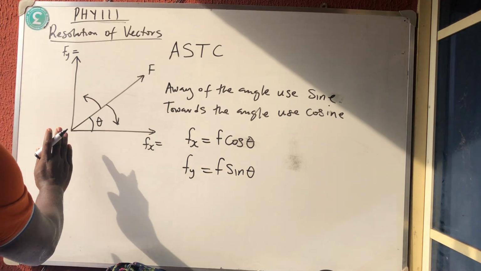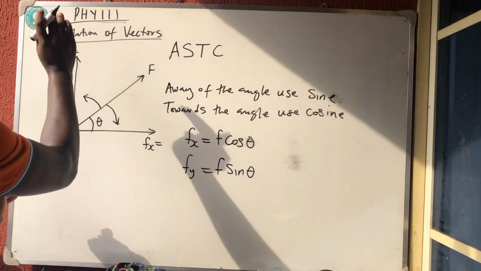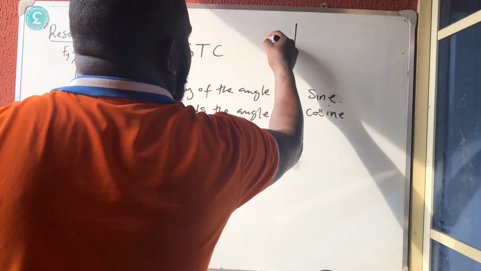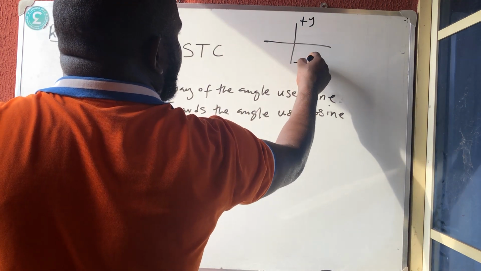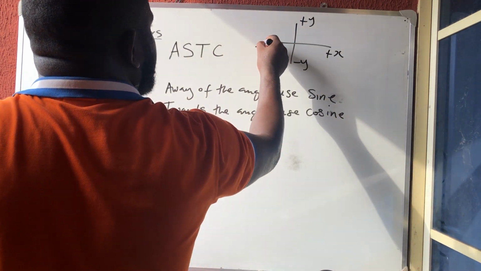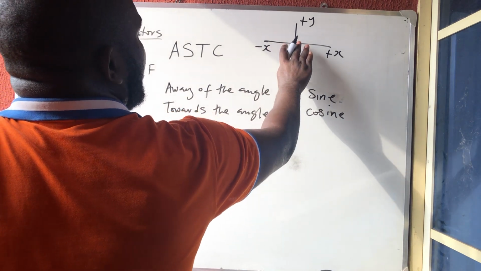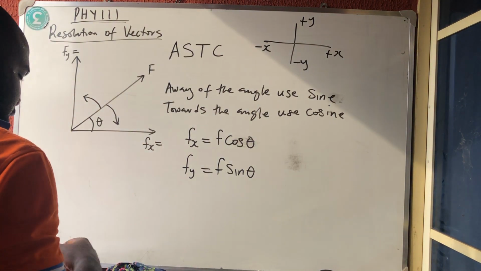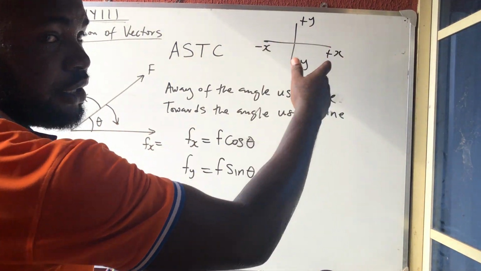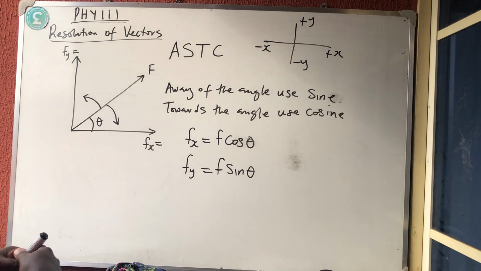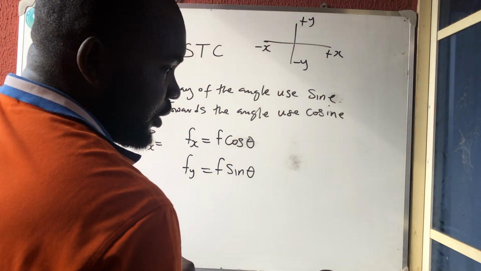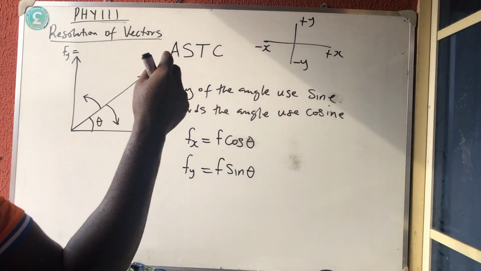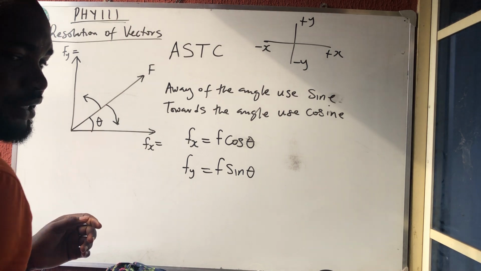Now, why did I use plus? I use plus because this is up. If the y is up, use plus. But if the y is down, use minus. According to your graph, how do you plot a graph? This is positive y, negative y, positive x, negative x. So anything that happened up here must be positive. Anything that happened down here must be negative. Anything that happened on the right hand side must be positive. Anything that happened on the left hand side must be negative.